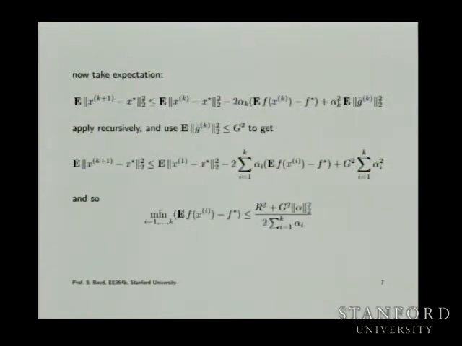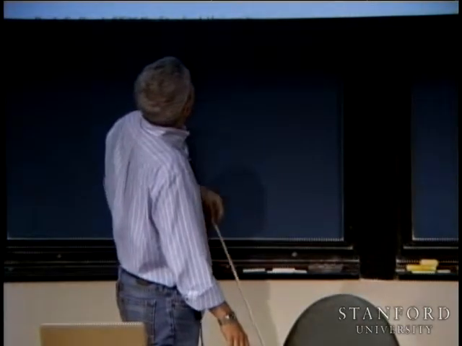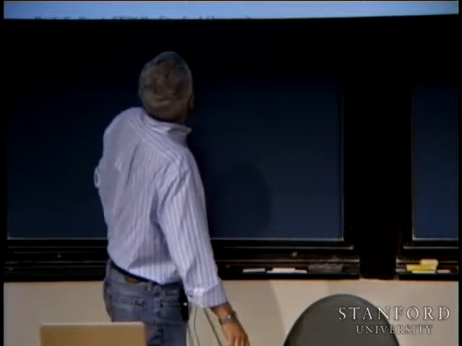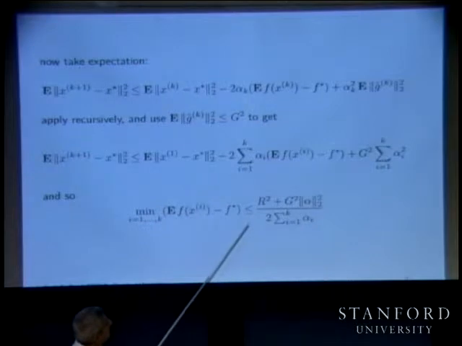The expected distance to the optimal point in the next step is less than the current distance to the optimal point, minus 2 alpha k times the expected value of your suboptimality here, plus alpha squared times the expected value of the subgradient squared. Now, this thing we'll replace with just the number G squared here. And we'll apply this recursively, and you end up with this: the expected value of xk plus 1 minus x star squared is less than the expected value of x1 minus x star squared. This is going to be less than R squared here. That's our assumption. And then again, we get the good guy and the bad guy.